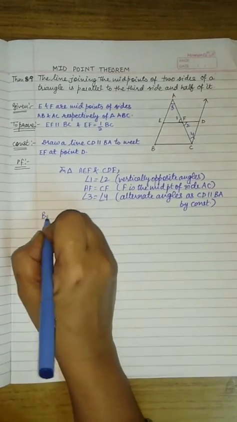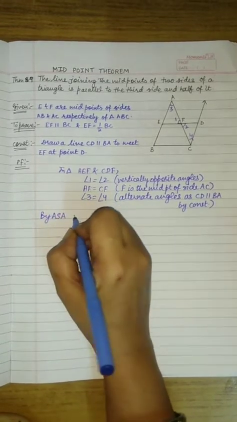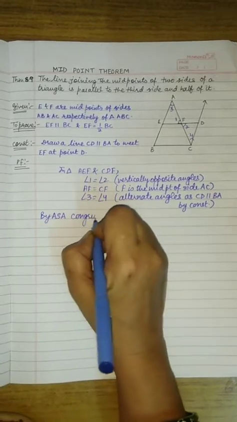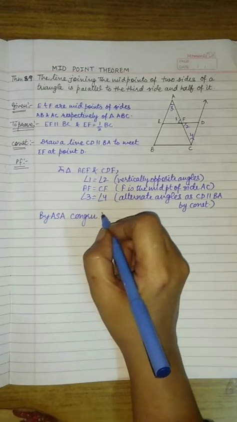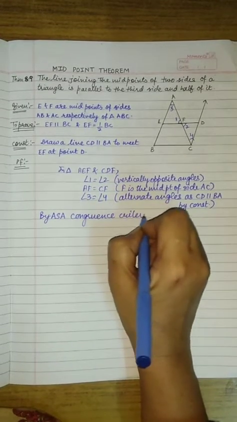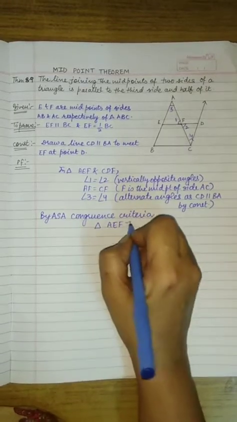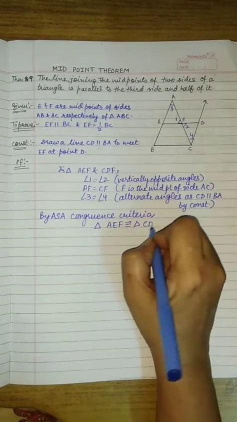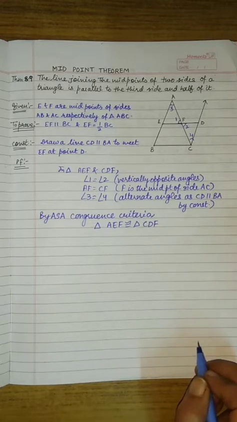So by angle side angle congruence, two angles and one side are equal in both the triangles. So by ASA congruence criteria, triangle AEF is congruent to triangle CDF. Now if both the triangles are congruent, then their corresponding parts are also equal.